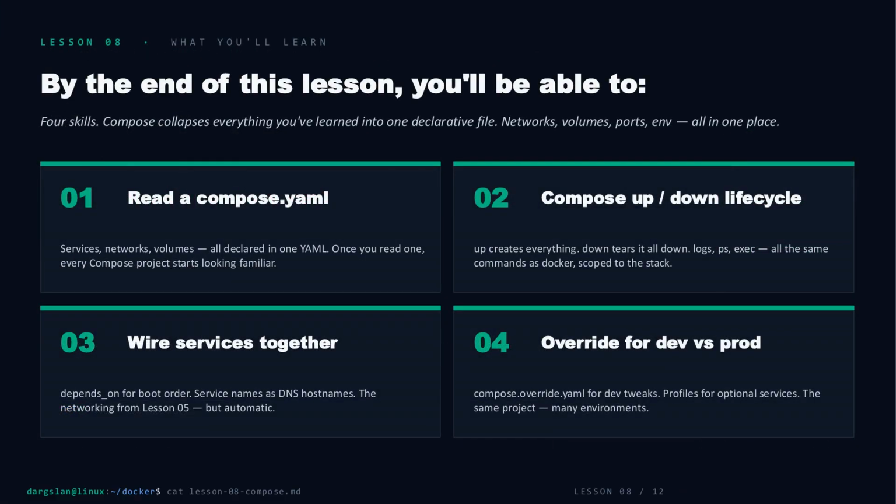So here's where we're headed. Four concrete skills. First, you'll learn to read a compose YAML fluently. Services, networks, volumes, all in one place. Second, the up and down lifecycle. The same logs, ps, and exec you already know, just scoped to the whole stack. Third, wiring services together with depends_on and automatic DNS. That's Lesson 5's networking, but free. And fourth, overrides and profiles, so the same project runs in dev and prod without forking it.